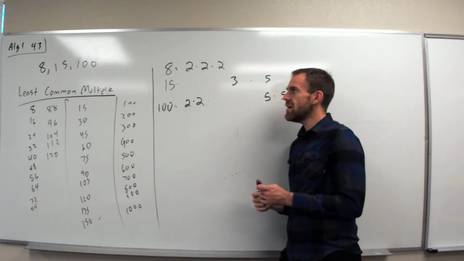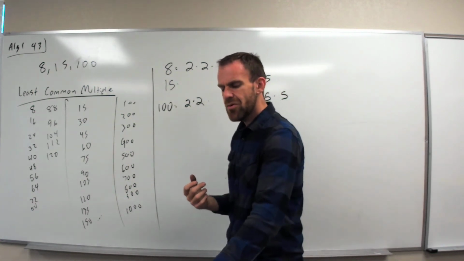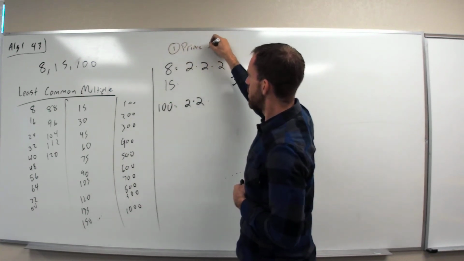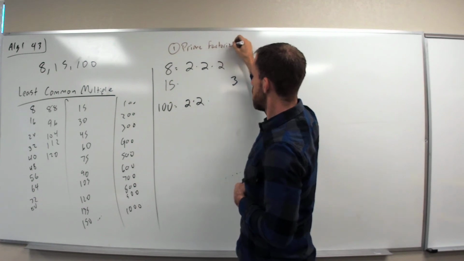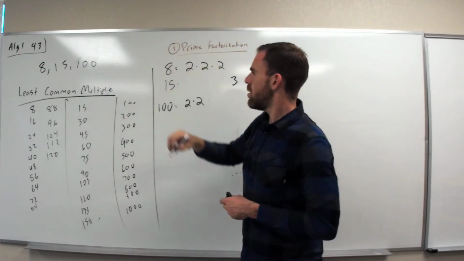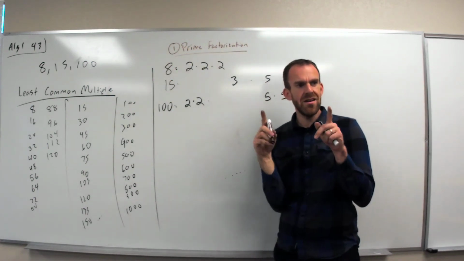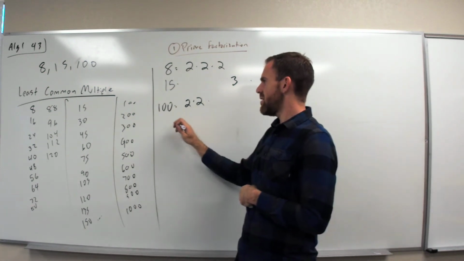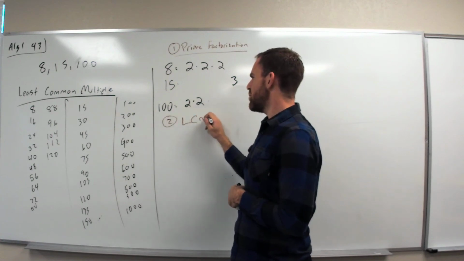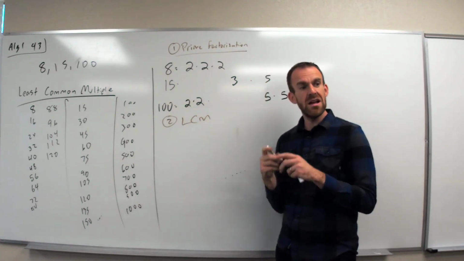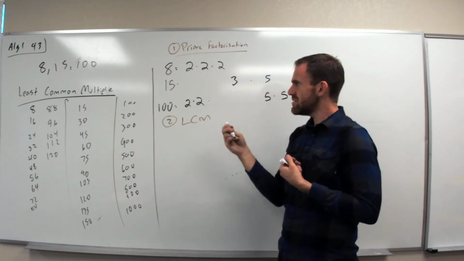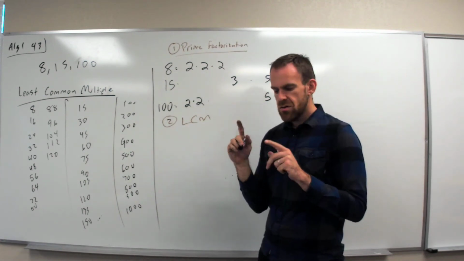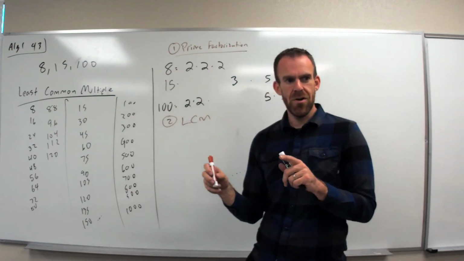So what you're going to do as your first step is you're going to find all of the prime numbers, or the prime factorization, of your numbers. Then you're going to pull one of everything. Now what do I mean by that? Your least common multiple is going to be the number that includes every one of these numbers, kind of. You only want the minimum number.